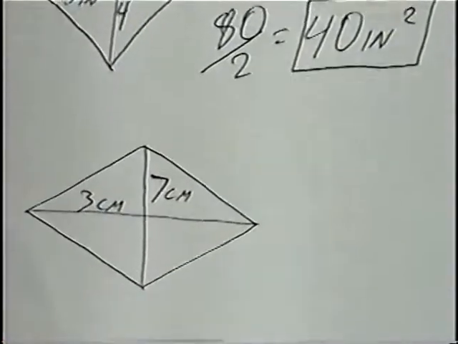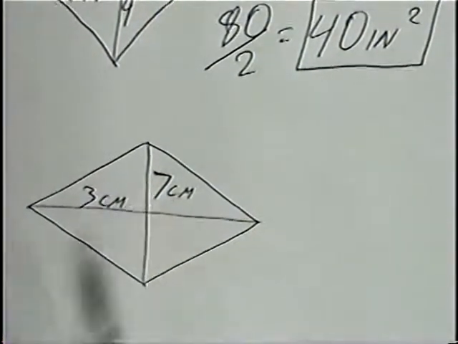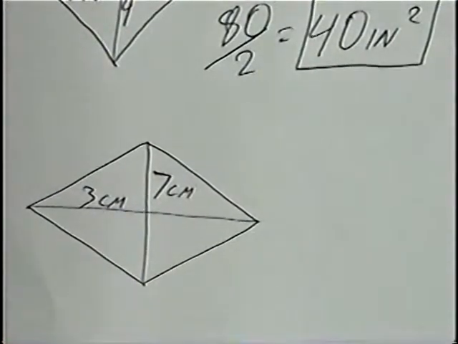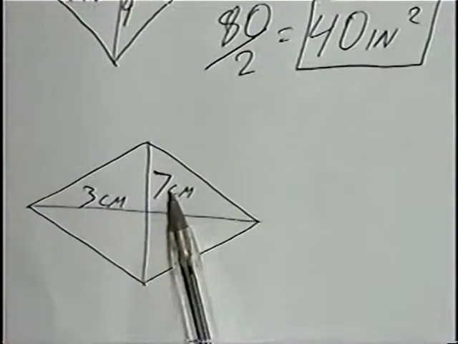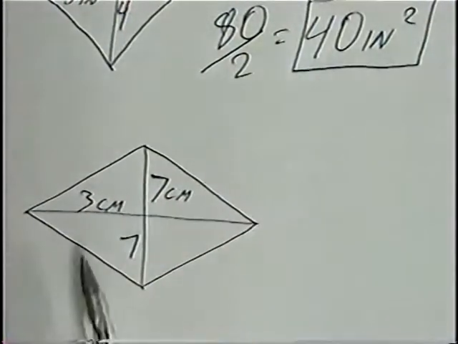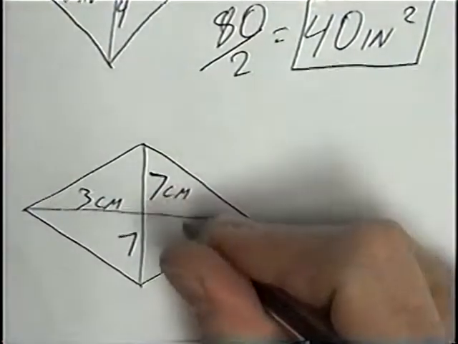The next rhombus, again, 2 sides are given. The top half of the diagonal is 7 centimeters, and the left-hand side of the diagonal is 3 centimeters. Again, if the top is 7, being bisected means the bottom will also be 7, and if the left-hand side is 3, that means the right-hand side is also 3.